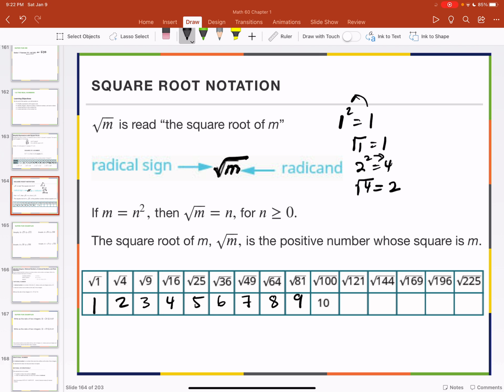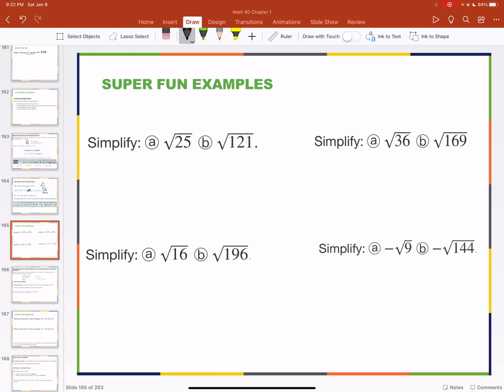8, 9, 10. Square root of 121 is 11. Square root of 144 is 12. Square root of 169, 13. Square root of 196 is 14. Square root of 225 is 15, okay? So really familiarize yourself with them because you will see these later, okay? So let's go ahead and do some. We've already filled out the table in the back, so we can just go from there.